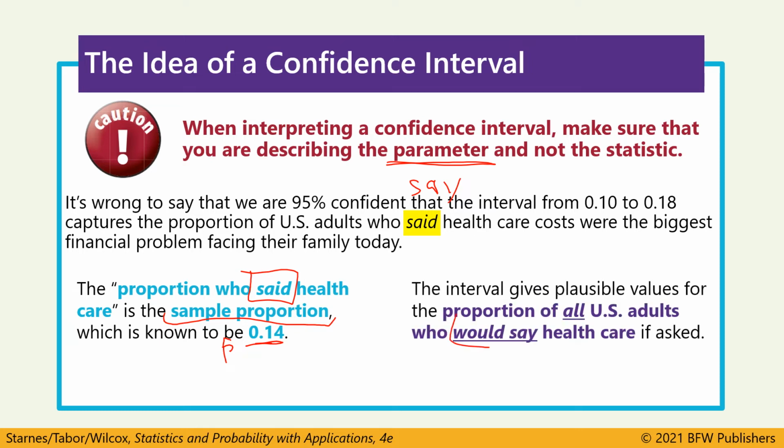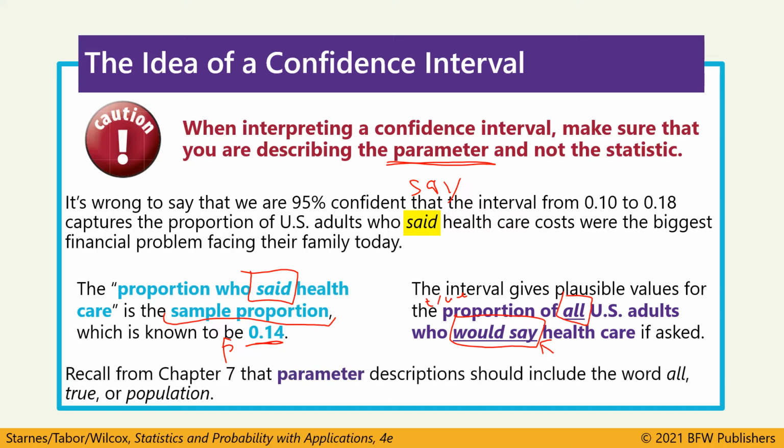So we're going to use wording indicating that this is about all US adults. We want to have that wording right ahead of all US adults. It's good to have "true proportion" in front of there. And we want to note that they would say healthcare if they were asked. The parameter is about everybody in the population, and it needs to be clear when we write our interpretation of a confidence interval.